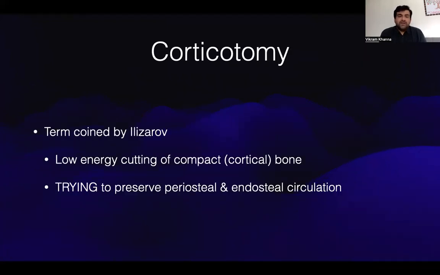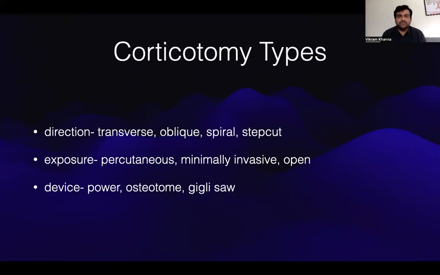So the term corticotomy was coined by Ilizarov. It basically is the low energy cutting of the cortical bone, trying to preserve the periosteal and the endosteal circulation. Now, there are types of corticotomy according to the direction: transverse, oblique, spiral, or step cut. According to the exposure, it may be percutaneous, minimally invasive, or open. The device used may be a power saw, or an osteotome, or a Gigli saw.